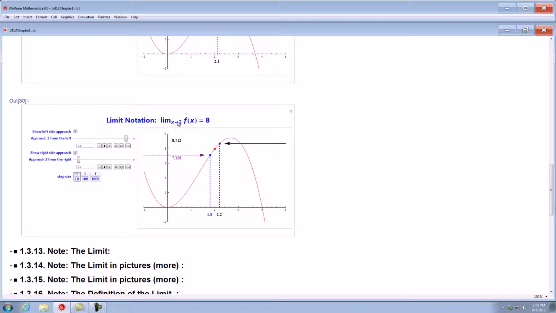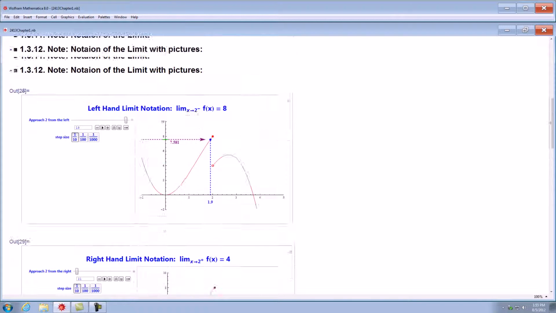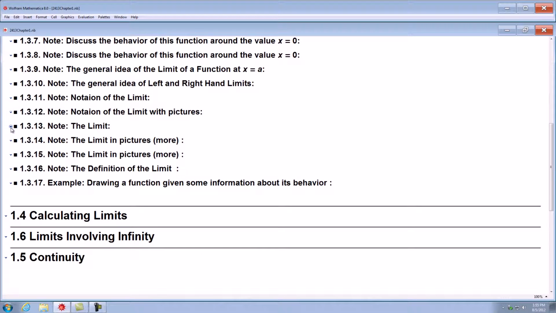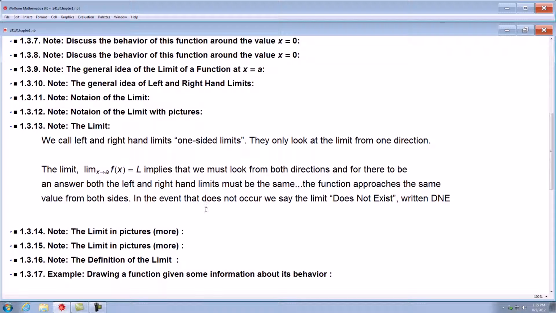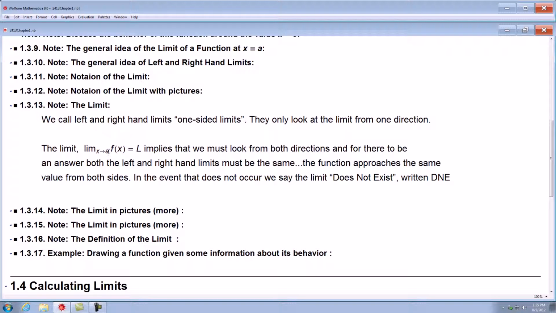So we had to inspect from both sides, and we got the same answer from the left and from the right of 8. Alright, moving right along here. We call the left and right hand limits one-sided limits because they only look at the limit from one direction. The limit without putting the plus or minus means that you have to look from both directions, and for there to be an answer, from both the left and right hand side.